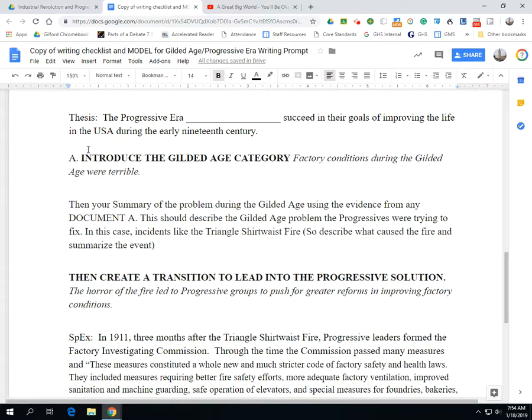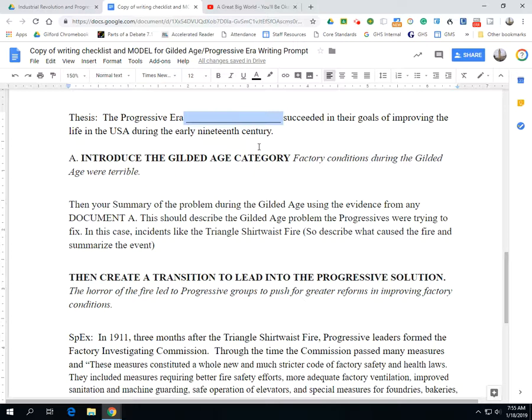So you're going to notice that I'm actually going to skip the thesis statement. The thesis is almost formed. The thesis statement is from the question: the Progressive Era, blank, succeeded in their goals of improving the life in the USA during the early 19th century. Before you can actually articulate whether they completely succeeded, they partially succeeded, or they did not succeed at all, you need to analyze each piece of document and put it into your outline as you go. And as you are analyzing the evidence, you are rating the evidence either completely succeeded, partially, or did not.